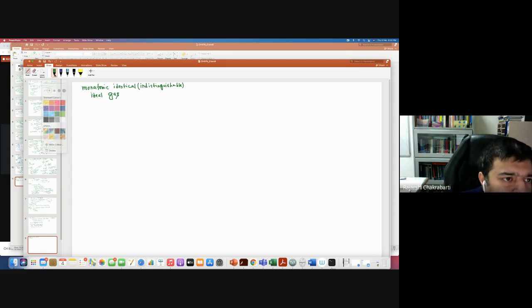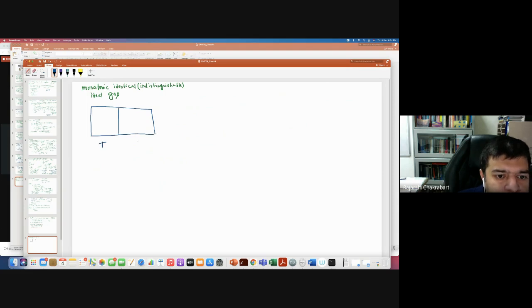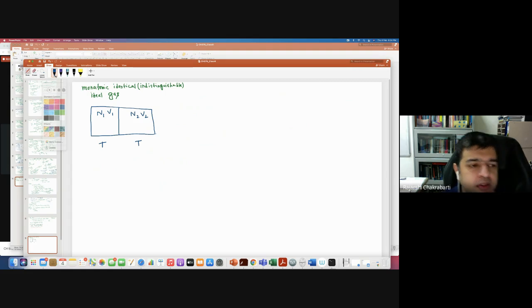Let us draw the box. Draw the box first. Okay, temperature is same. You have n1 number of atoms in volume v1, n2 and v2, but they are identical. What does it mean? They have the same color. I cannot distinguish between them. Say which color you want. Say I take pink.